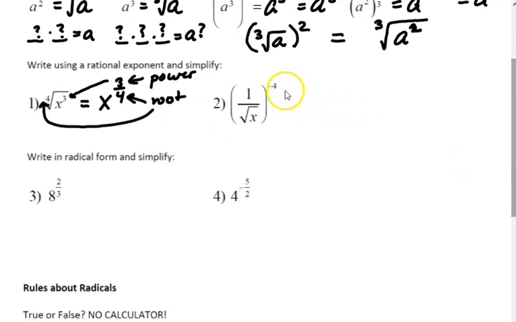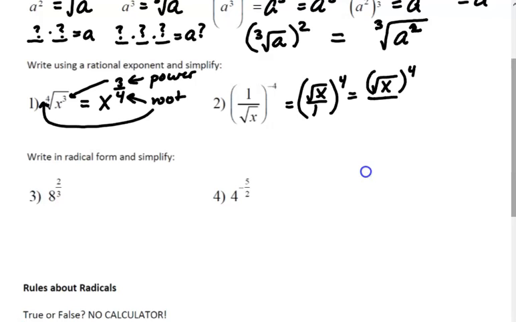Now we have a negative exponent. So the first thing we're going to do is take the reciprocal of the base, which would be the square root of x over 1, and raise it to the positive 4. Then we know that the exponent applies to both the numerator and the denominator when we're dividing. So this would be the square root of x to the fourth over 1 to the fourth. Well, 1 to the fourth is just 1, so I don't need to deal with that anymore.